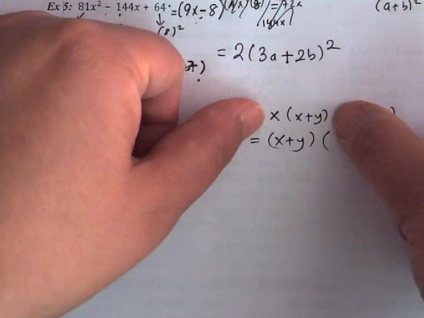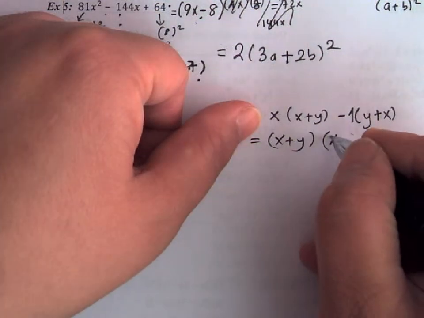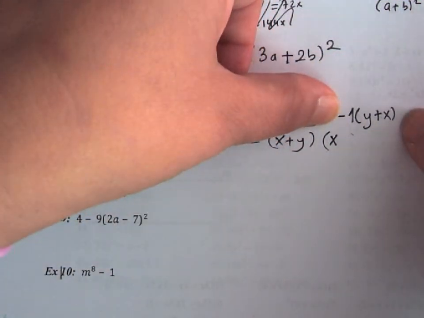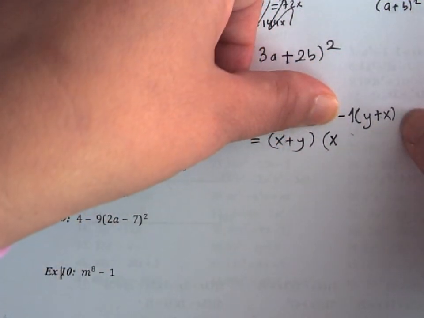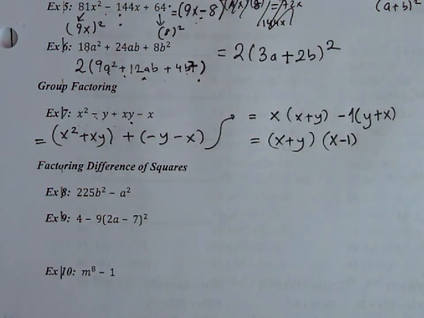Okay, so take term 1, divide by the common factor. So you get x only if you divide it. And now take the second term, negative 1 times y plus x, divided by x plus y, and this is gone, right? You get negative 1. There we go. It is factored.